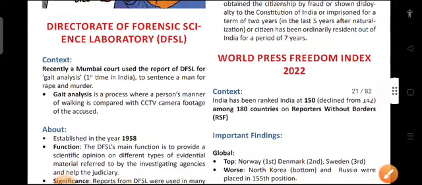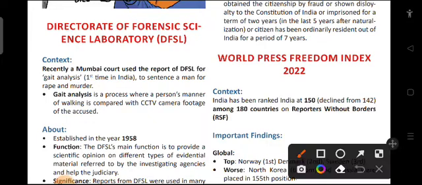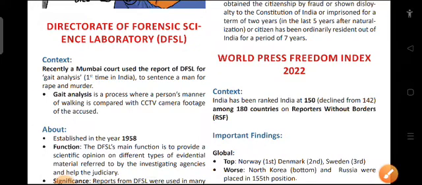Now the next issue is Directorate of Forensic Science Laboratory, DFSL. What is the context? Recently, a Mumbai court used the report of DFSL for gait analysis, first time in India, to sentence a man for rape and murder. So recently, the Mumbai court used the DFSL report, that is Directorate of Forensic Science Lab report, for gait analysis. Now what is this gait analysis? It has been used first time.